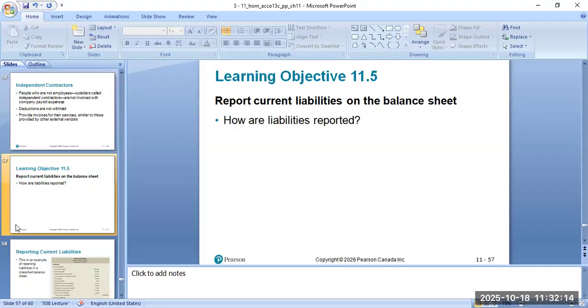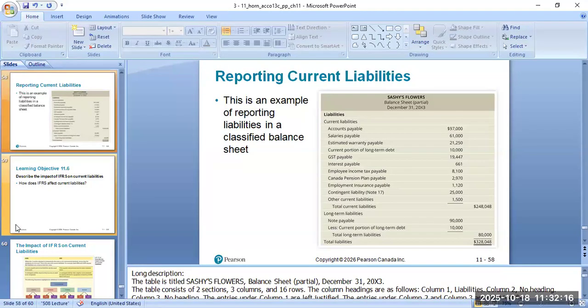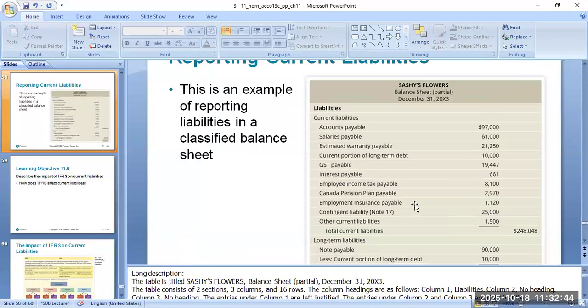How are we gonna record the current liability in the balance sheet? We're gonna have two portions. Current portion of the long-term debt and long-term portion of the note payable less the current portion of the long-term. So on one side, the total debt is 90,000, 10,000 current, the rest is long-term. That's how we're showing the liability. That's only for the liability.